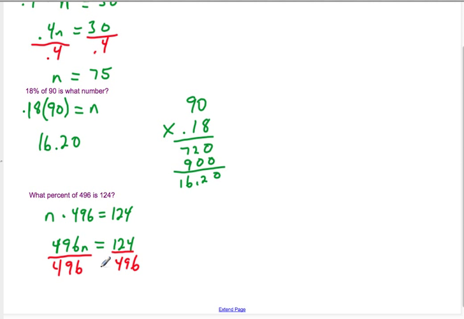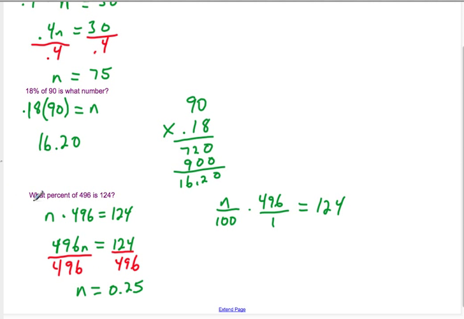Not sure what 124 divided by 496 is going to be. It's going to be close to 1/4, so close to 0.25, but not exactly. Use my trusty calculator on this one. 124 divided by 496. Oh, it is exactly 0.25. Is that right? Oh yeah, okay. That makes sense. So n equals 0.25. Now, here's where putting it as a fraction might help. So I'm going to do it both ways here.